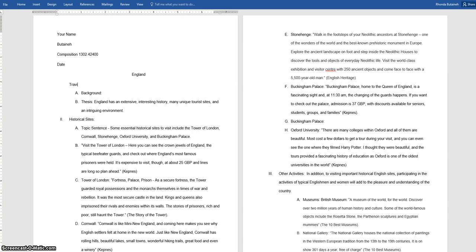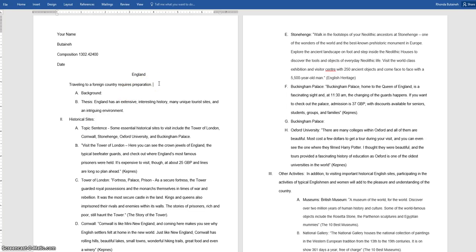Traveling. This is so slow. Okay. Whoops. Write your hook. Go ahead and start writing your essay. Move things around, add information, embed your text evidence. I don't know why this is going like this.